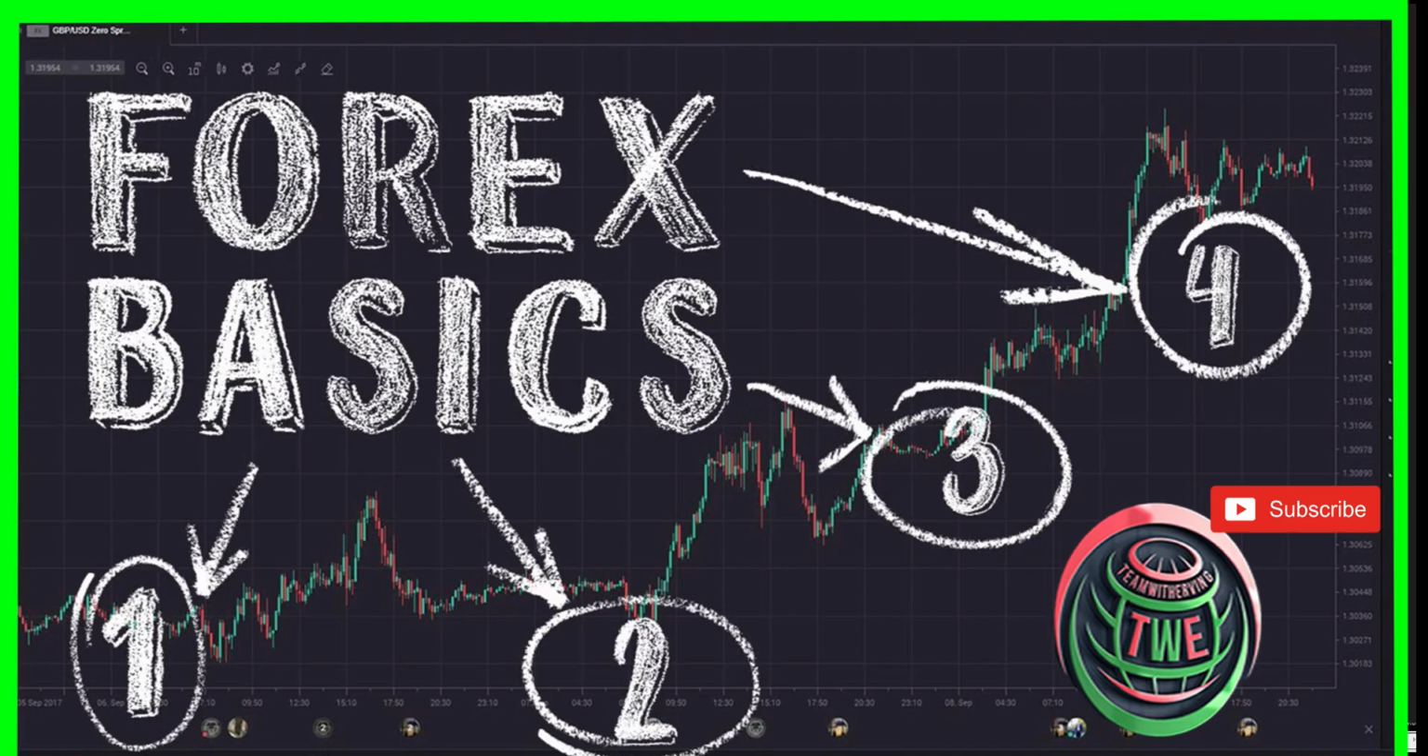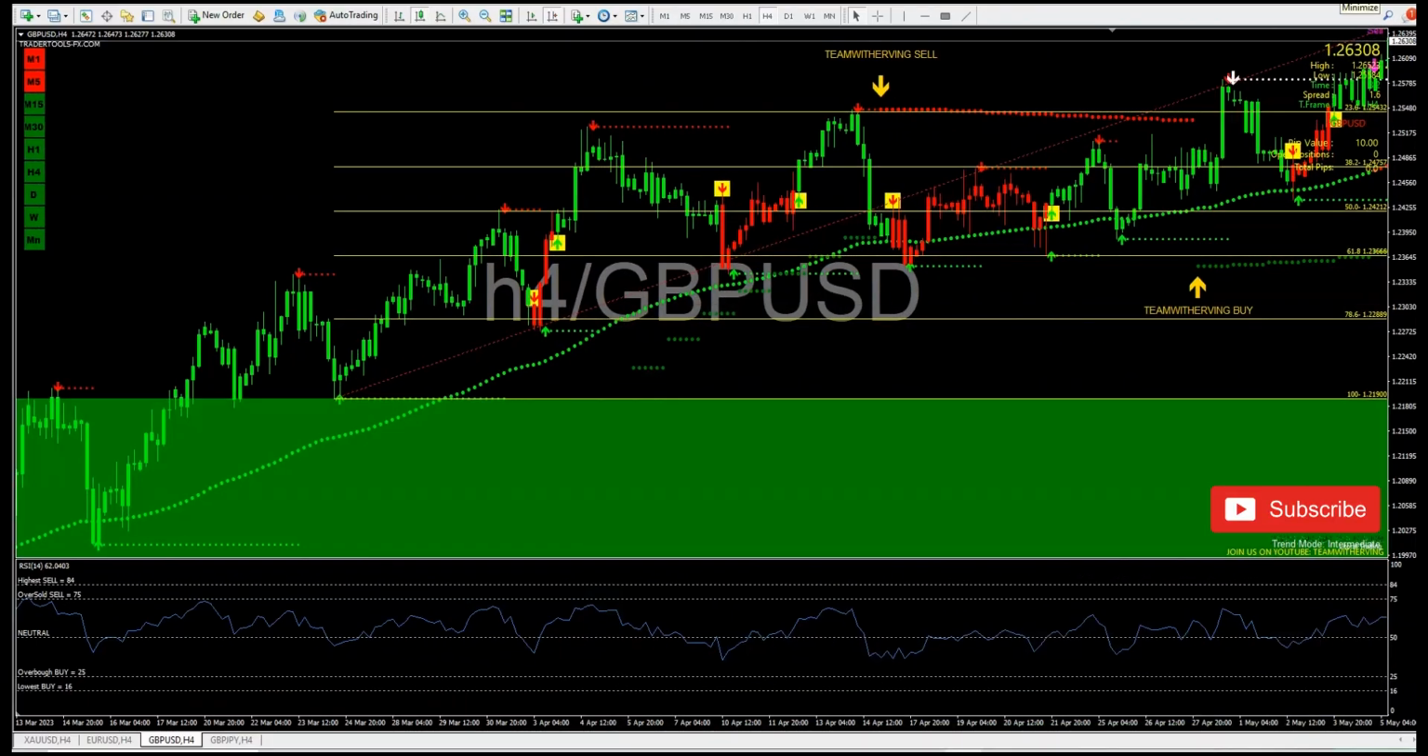So let's go with the very first pair of the day, guys, and that is GBP USD. Pay close attention, guys. This is the way we're going to be doing it. First thing first, guys, you must look here at the dashboard. Look here. The dashboard will give you the answer of what is happening in real data.